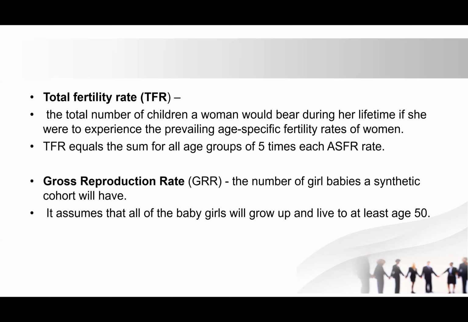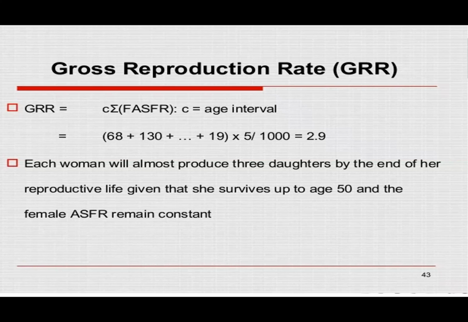It assumes that all of the baby girls will grow up and live to at least age 50. Gross reproductive rate is equal to C times the sum of the female age-specific fertility rates, where C is the age interval. Each woman will almost produce three daughters by the end of her reproductive life, given that she survived up to age 50 and the female age-specific fertility rate remains constant.